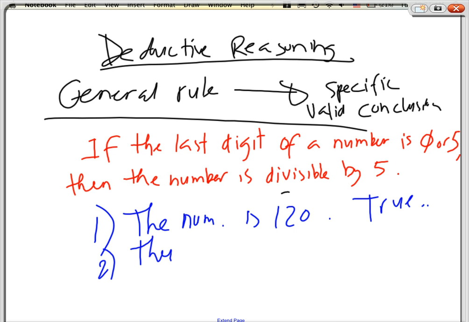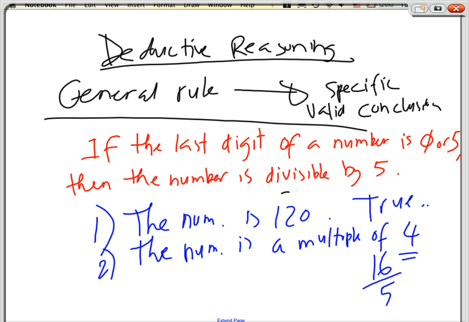The number is a multiple of 4. Will this be true? No. Why? If a number is a multiple of 4, give me a number that is a multiple of 4. 16. Is 16 divisible by 5? No. Of course not. So because of that, this statement is false.